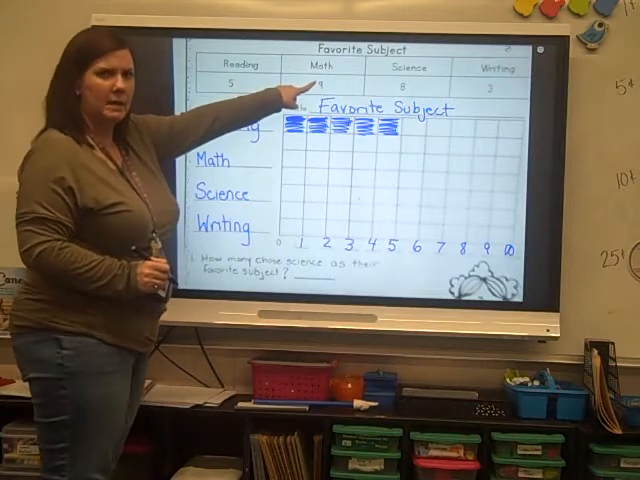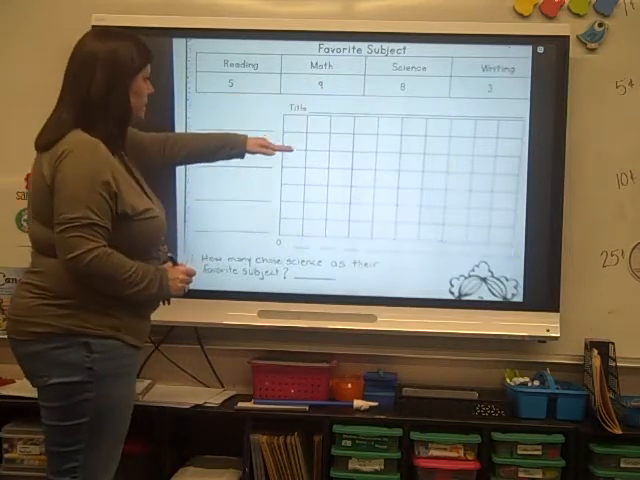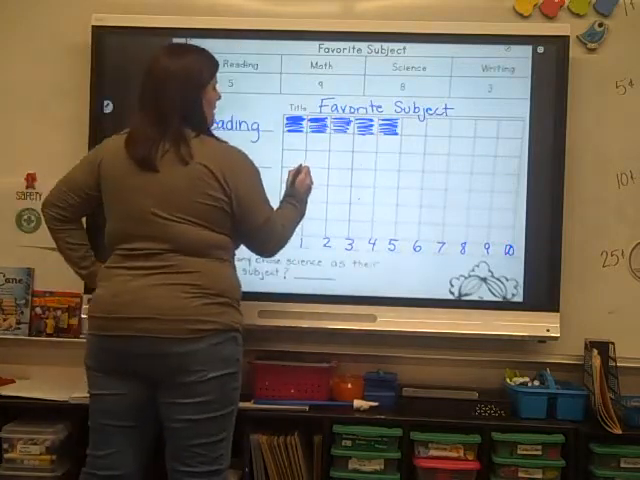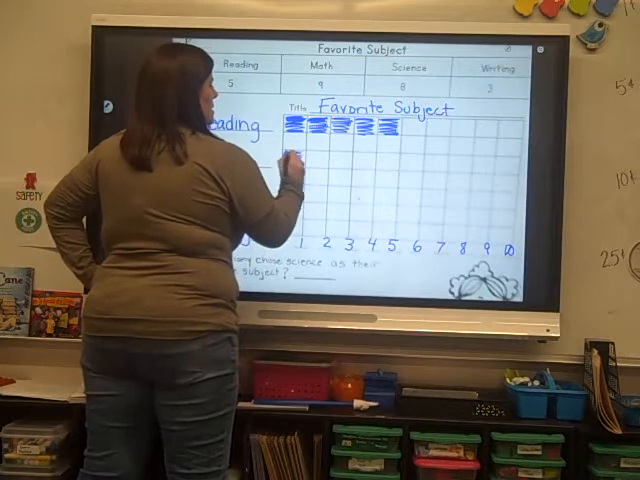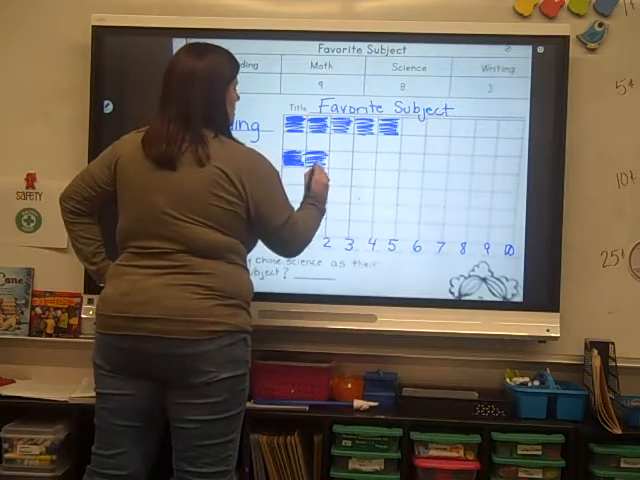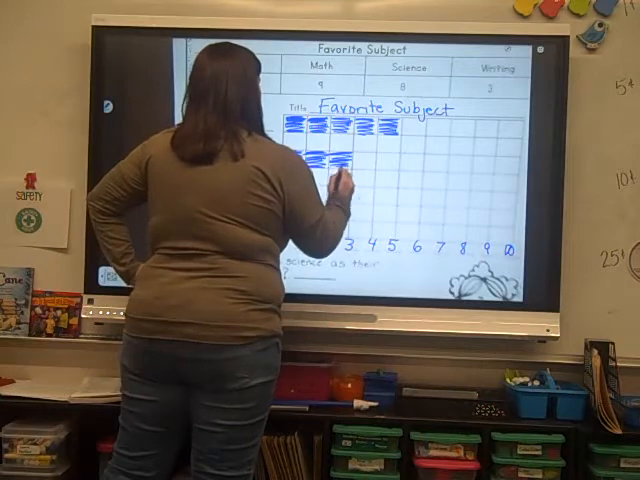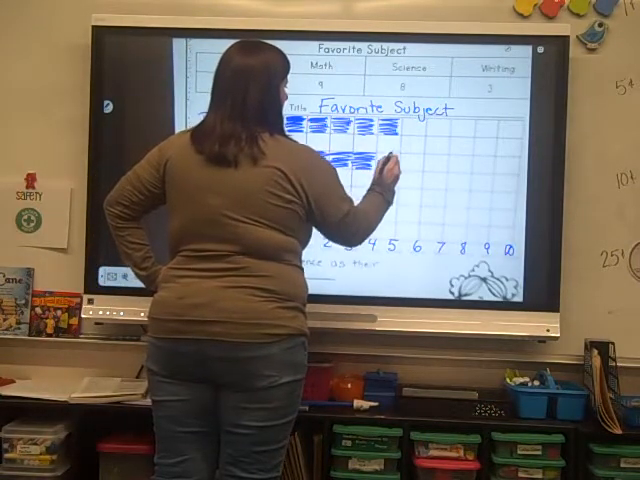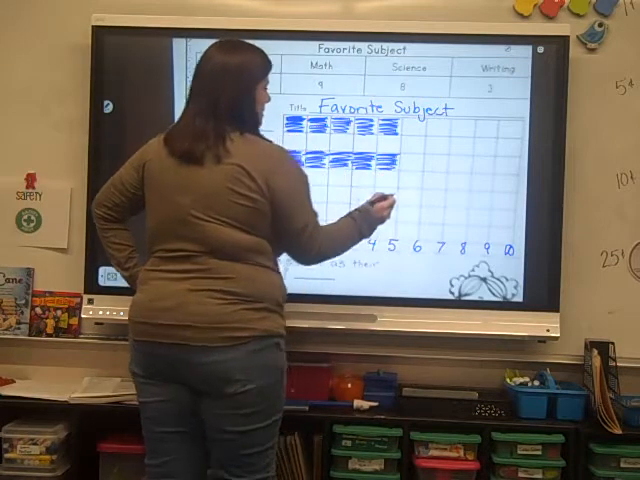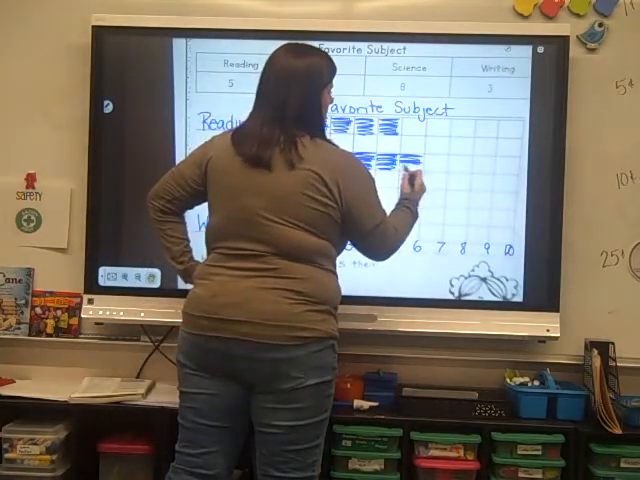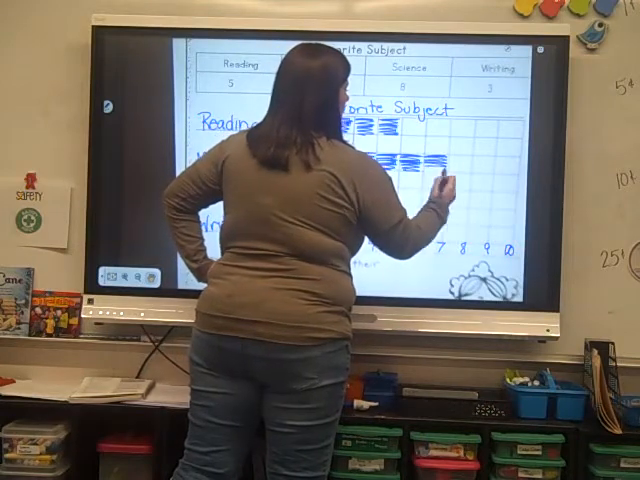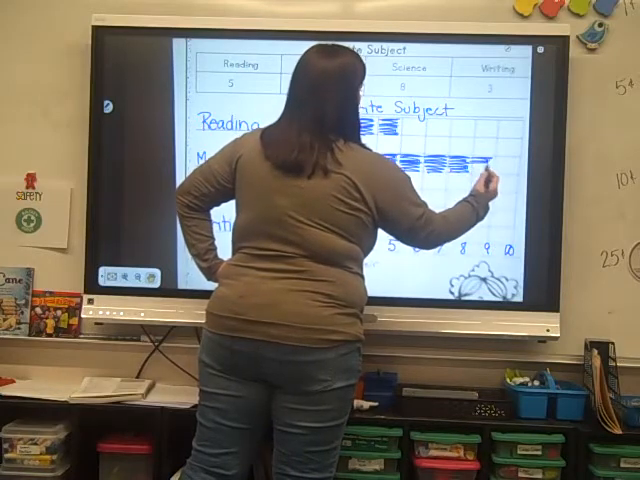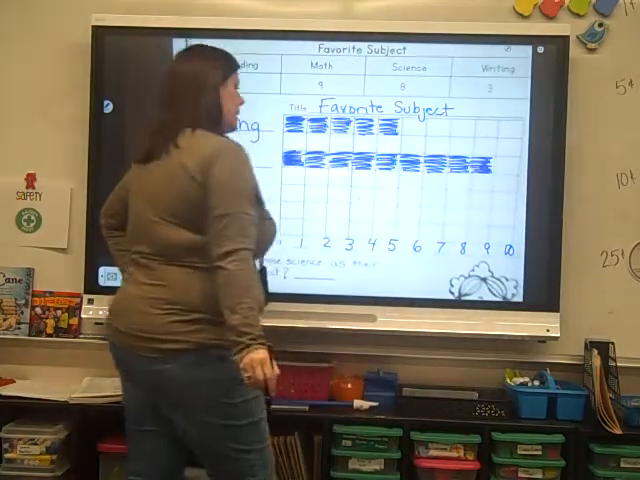Now here's math. How many votes did math get? 9. So skip that box, go to this one. We're going to do 9 votes right across there. Count 9, color in 9 boxes. 1 vote, 2, 3, 4, 5, 6, 7, 8, 9. Okay?